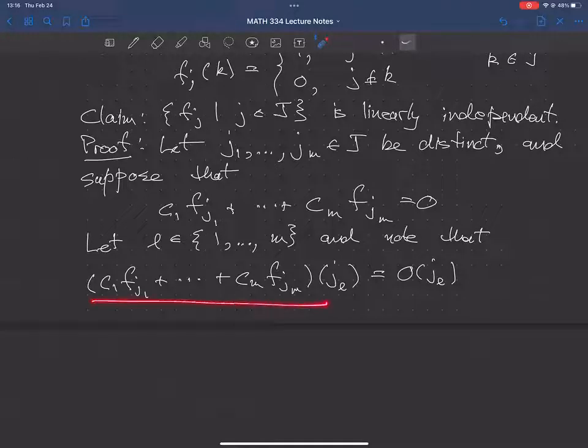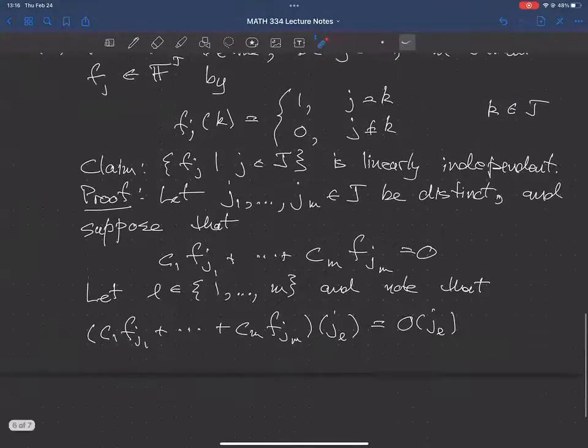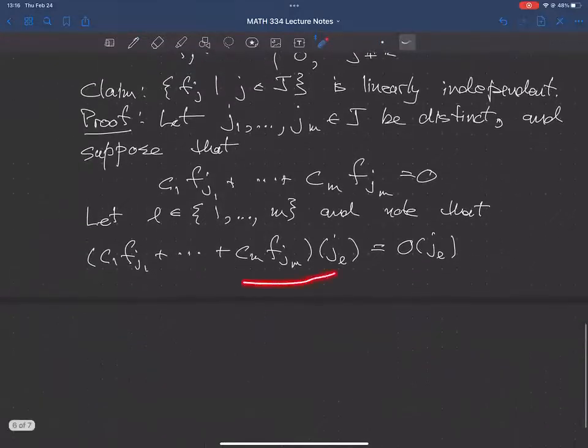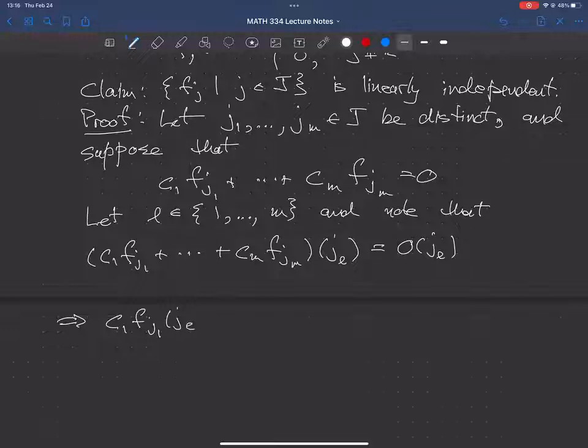Now, what about this whole thing? Well, what are these f's defined as? Well, they're defined like so. And so now I'm going to use the definition of addition and scalar multiplication, and expand this thing out. So let me do that just so it's clear what we're doing. So we're going to go c_1 f_{j_1}(j_l) plus ... plus c_m f_{j_m}(j_l) is equal now to the scalar 0.